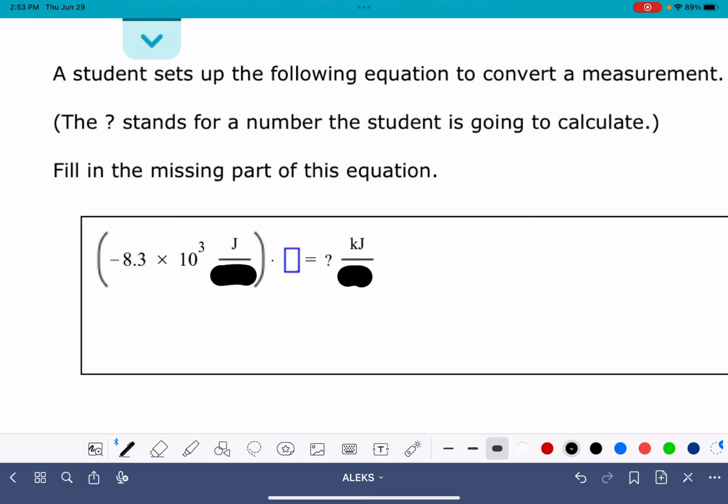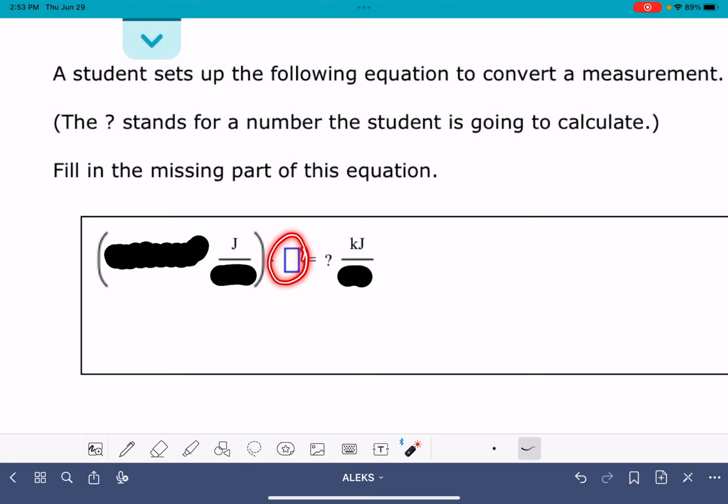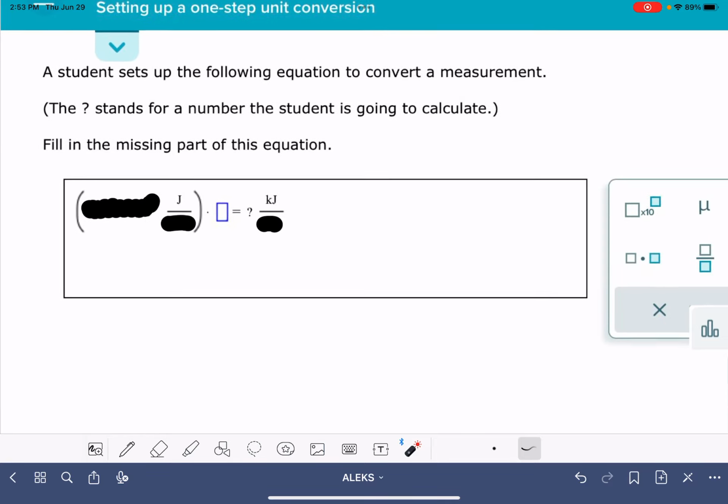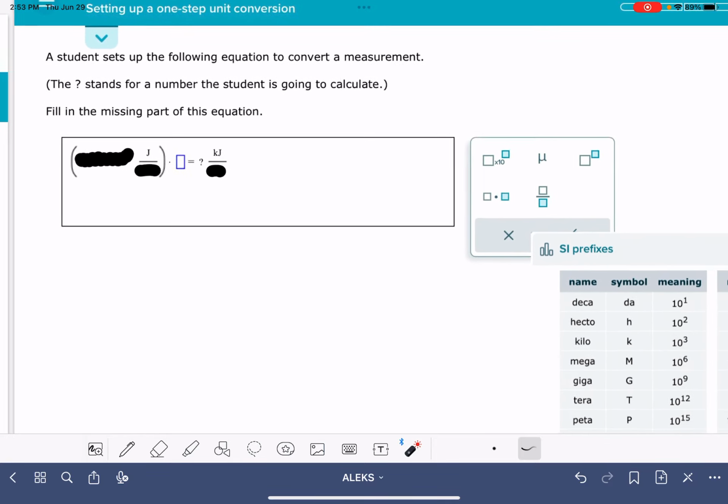So I'm going to not pay attention to the moles. And also, the number that is provided to you, you're not going to pay attention to that either. And that feels really weird. ALEKS is just asking you for what is the conversion factor that you would use to go from joules into kilojoules. That's it.